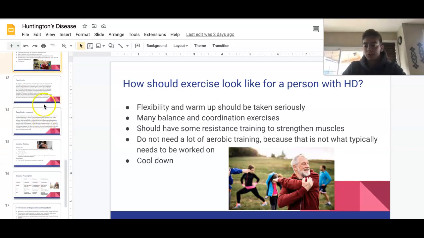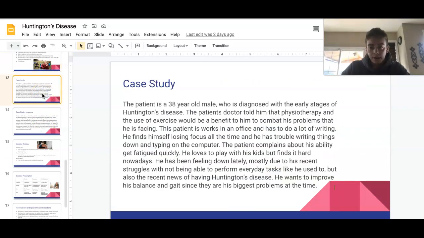All right, so for case study now. The patient is a 38-year-old male who's diagnosed with the early stages of Huntington's disease. The patient's doctor told him that physiotherapy and the use of exercise would be a benefit to him to combat his problems that he's facing. The patient works in an office and has to do a lot of writing. He finds himself losing focus all the time, and he has trouble writing things down and typing on the computer. The patient complains about his ability to get fatigued quickly. He loves to play with his kids, but finds it hard nowadays.